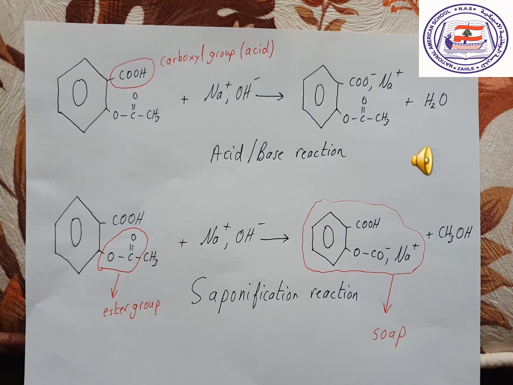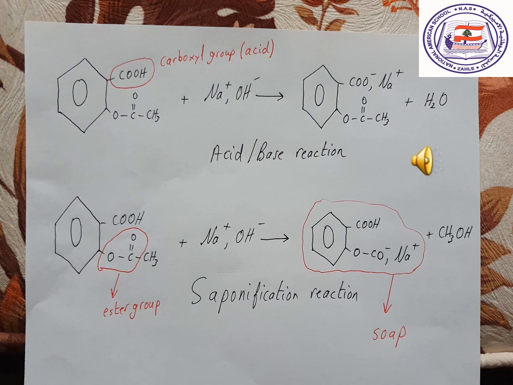Now, in the saponification reaction, the aspirin reacts with the strong base, but in this case, it's the ester group that is involved in the reaction. Look at the right side. The COOH is intact. We did not touch the COOH, but the ester group is involved. The CH3 is plucked off or removed, and it picks up the OH- to produce the CH3OH, which is the alkyl methanol, and the Na+ simply attaches itself right next to the COO-, and the produced product is the soap.